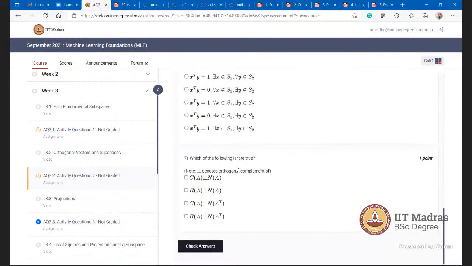Which of the following are true? The perpendicular symbol refers to the orthogonal complement of. We have seen the big picture in the tutorial also. So your column space is an orthogonal complement of your left null space, and your row space is the orthogonal complement of the null space. How can we say this? Let us see.